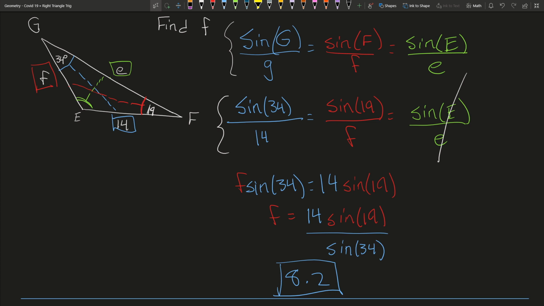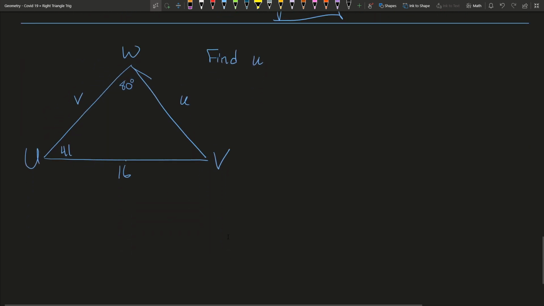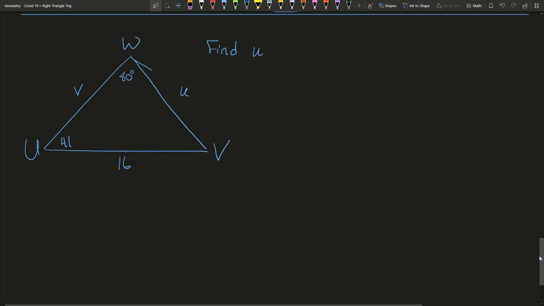All right, so I'll do one more example. And I'll do this one just a little bit quicker, to save a little bit of time, but just enough so we can actually still see what's going on. So this says to find u. All right, so I'm going to set up my equation.